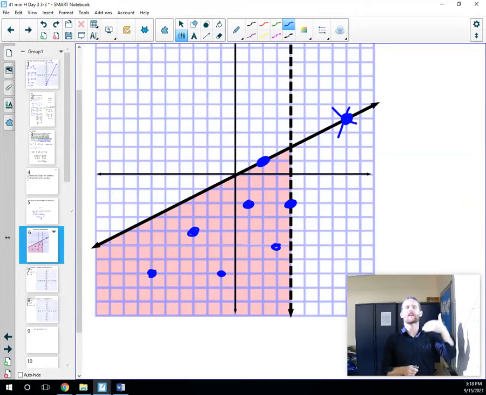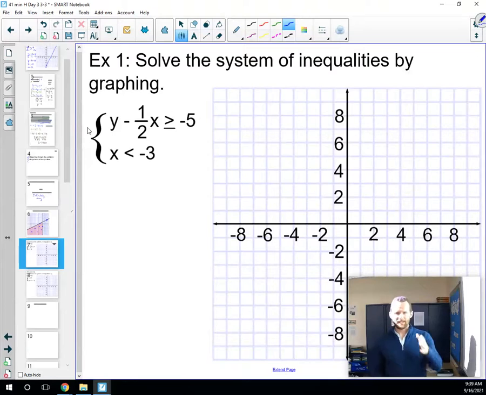A dotted line is just sort of a bound, a limit, a constraint on where the shaded region, the solution set is. Now let's take a look at example 1. It says solve the system of inequalities by graphing, and we got y minus 1/2 x is greater than or equal to -5, and x is less than -3.